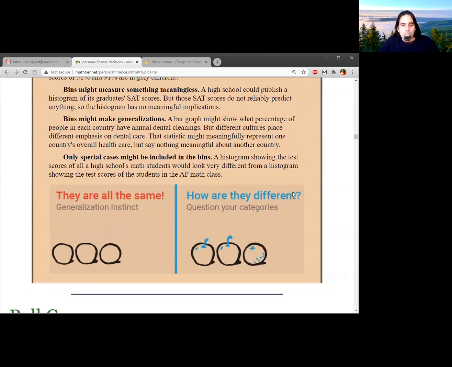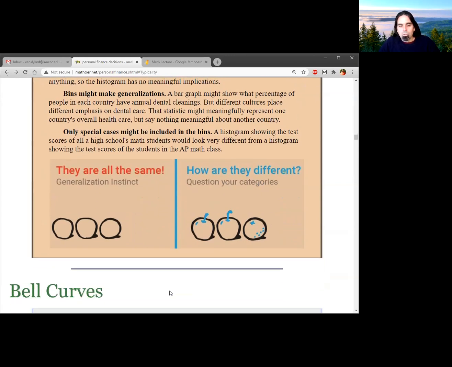So read that more if you care, but the idea is: don't think that everything is generalized and the same. Look at what the differences are between things, and pay attention to how there is more variety than an average would often communicate.